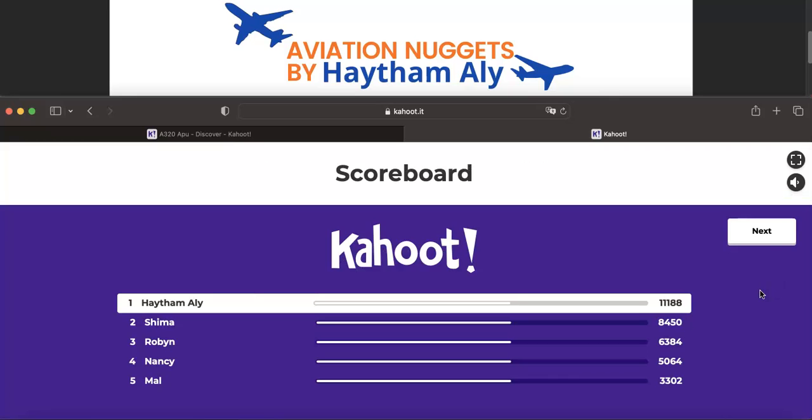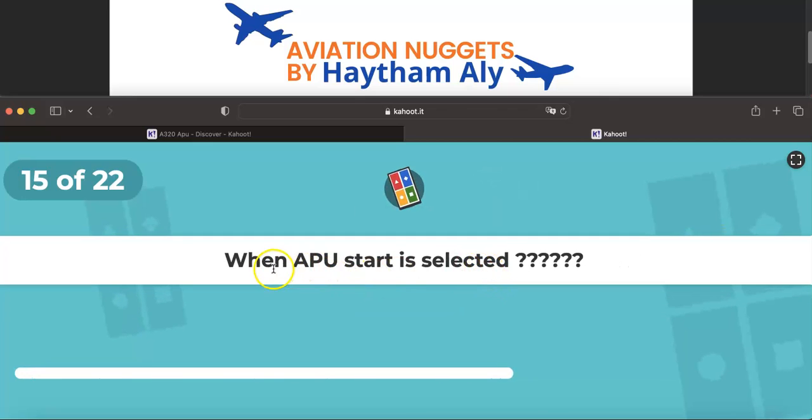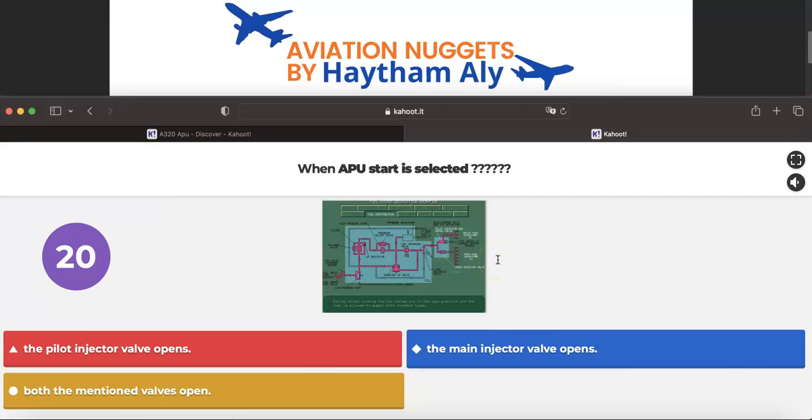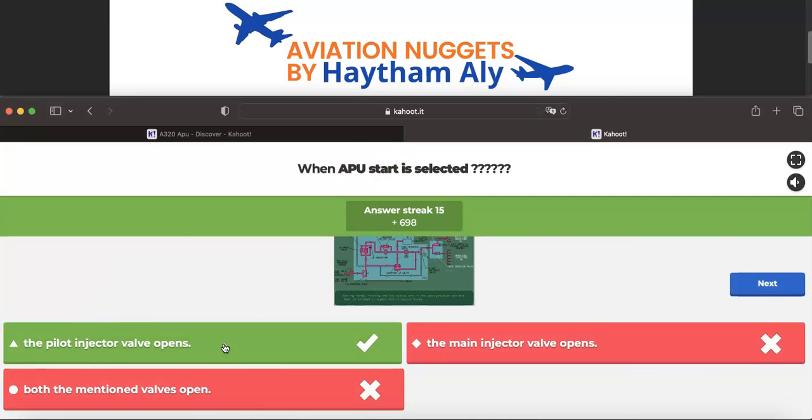Okay, everybody, let's proceed. Next question. Question 15 of 22. When APU start is selected, does the pilot injector valve open, the main injector valve open, or both of the mentioned valves open? Here the question asks at starting, so the pilot injector valves will open.